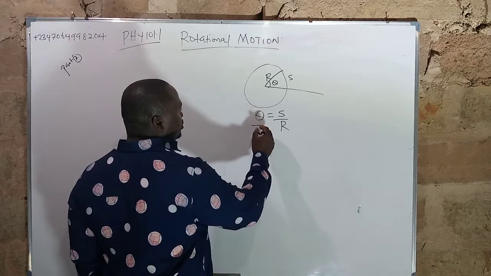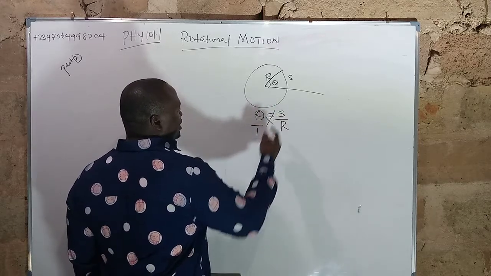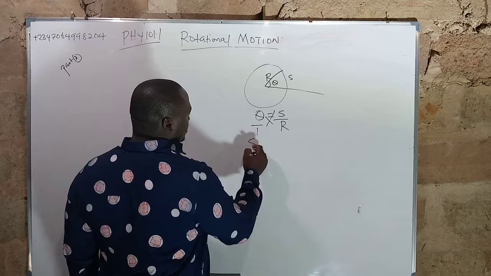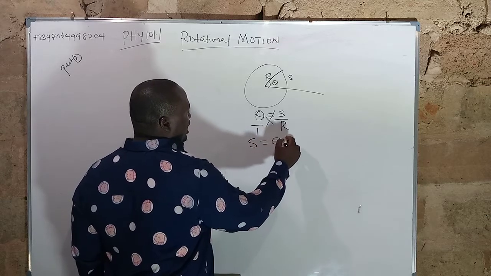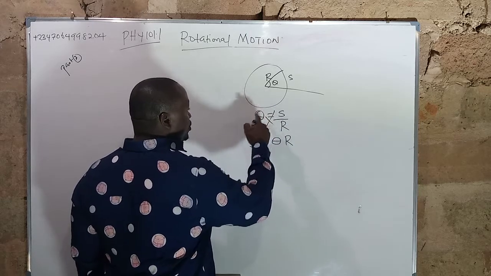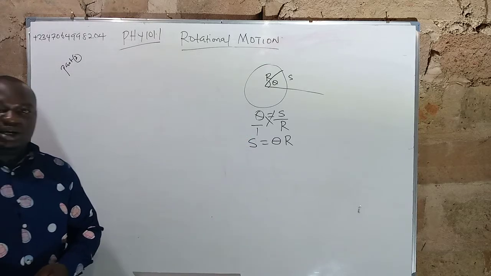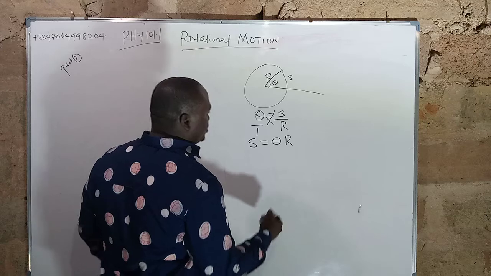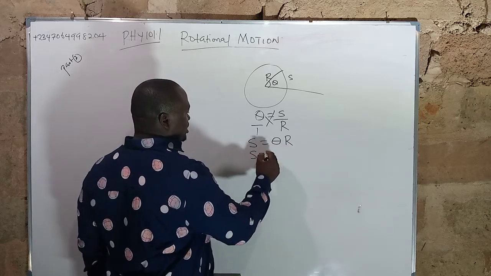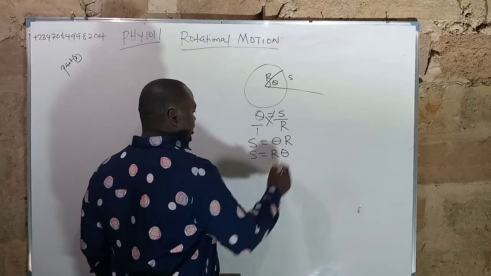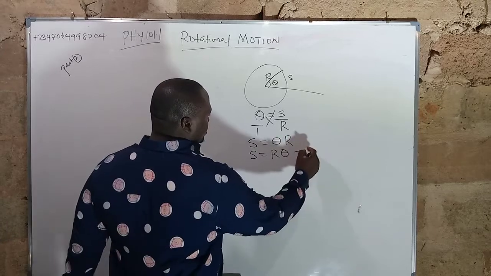And so from here, I want to cross multiply. I want to make this the subject of the formula. So S is equal to theta R, this is not Q but theta. Or let me say S is equal to R theta. Now let me call this equation 1.